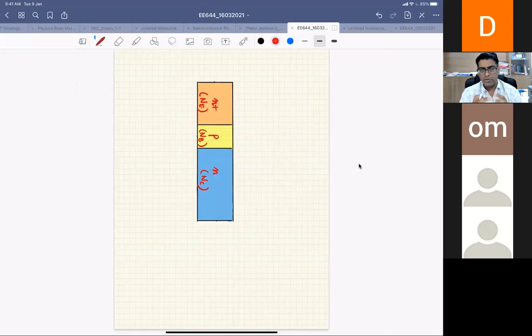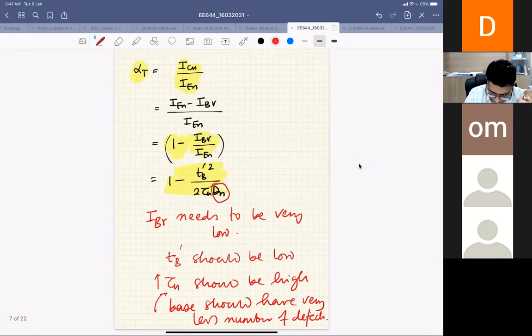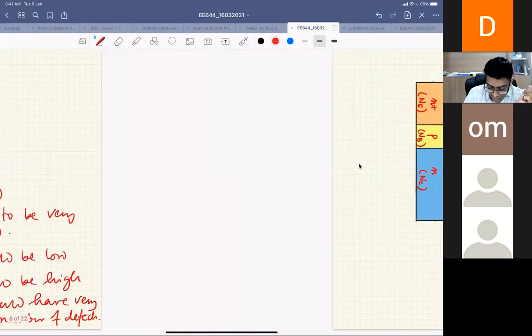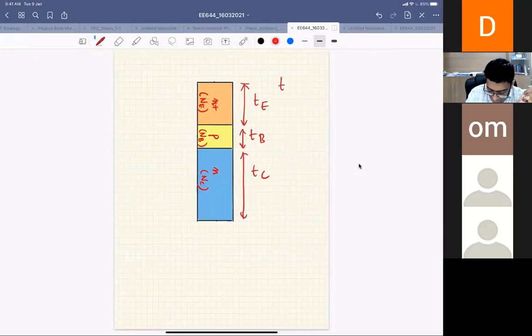I talked about how we should have a polysilicon emitter. This is the thickness of the emitter, this is the thickness of the base, and this is the thickness of the collector, right? As we saw, if I want higher injection efficiency, the thickness of the emitter should be high. So basically T_E should be more than T_B. The thickness of the emitter should be higher than T_B. That is desirable for higher injection efficiency.